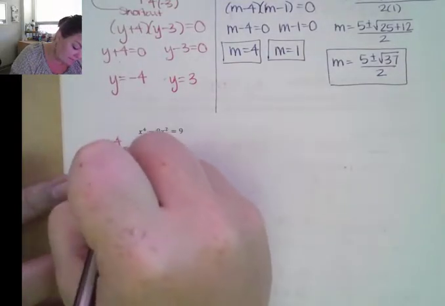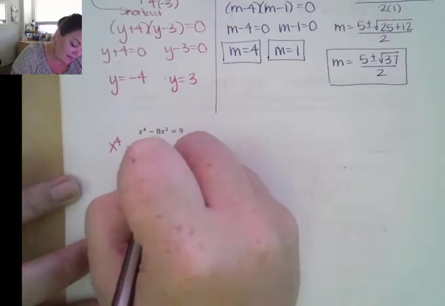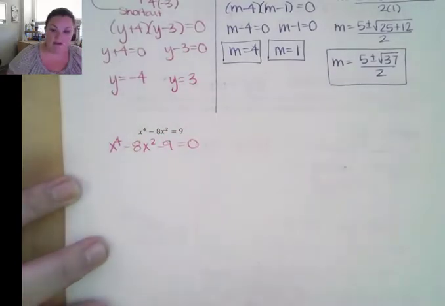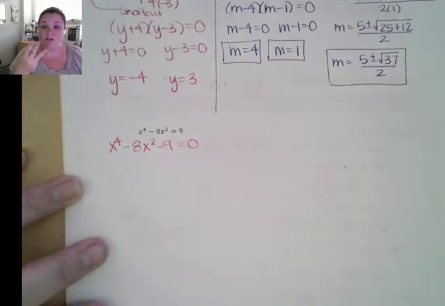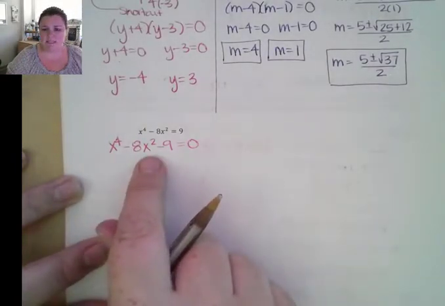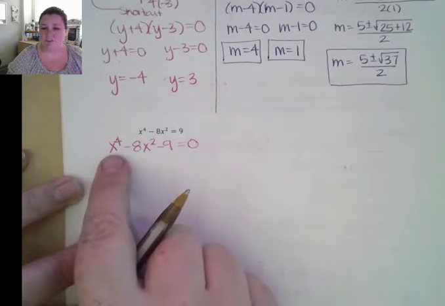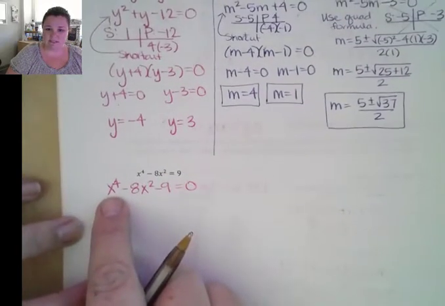So I have x to the 4th minus 8x squared. And when we move that 9 over, it's going to be a minus 9. Now we do have 3 terms, so it does kind of look like something I can do sum product with. But sum product is for quadratic equations, right? Meaning the highest power of x is a 2. Now this almost looks like what we need, right?